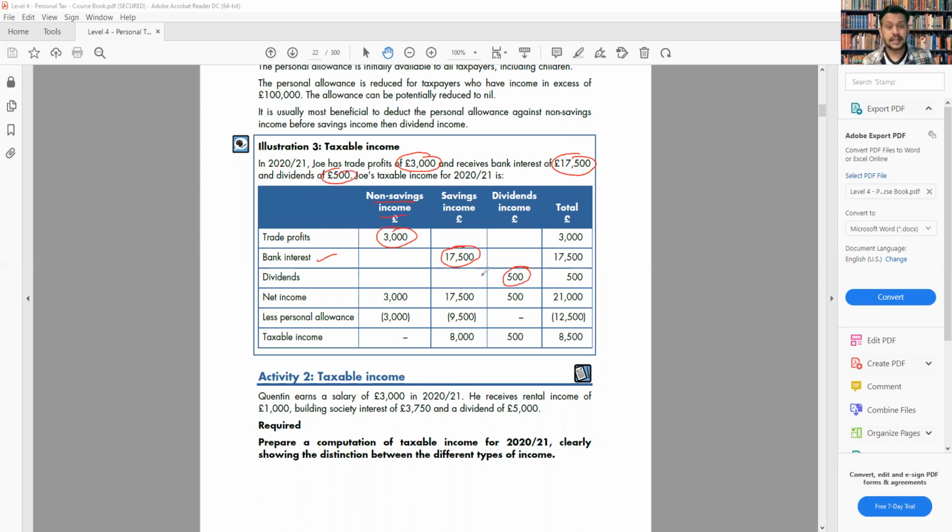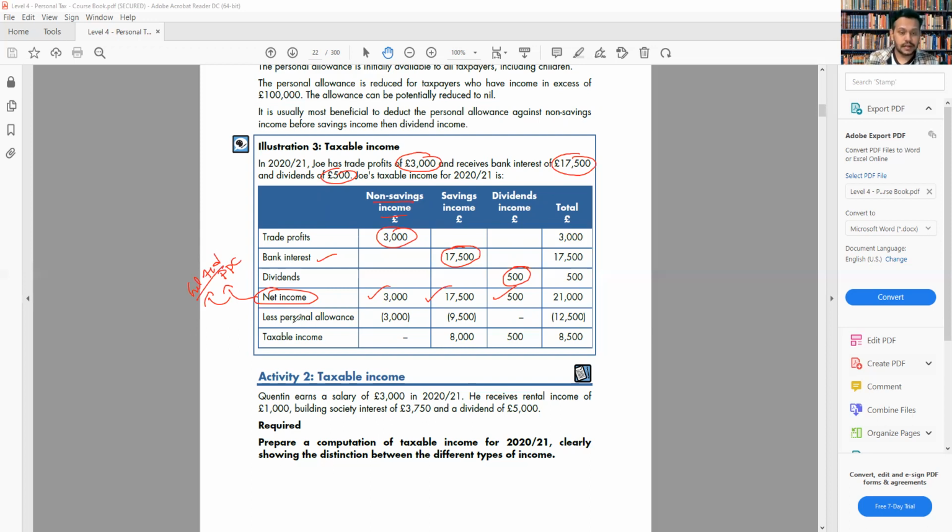So far, we are not still calculating the tax. We are not calculating how much tax Joe have to pay. We are just calculating how much is the taxable income. So the amount Joe has to calculate tax on it. So now the net income, you can see 3,000 non-saving, 17,500 saving, and the dividend 500. Now it's very important to understand, like the net income could be adjusted because of the PPC or because of the gift aid. But in this question, we don't have anything. We don't have to make any adjustment for the net income.